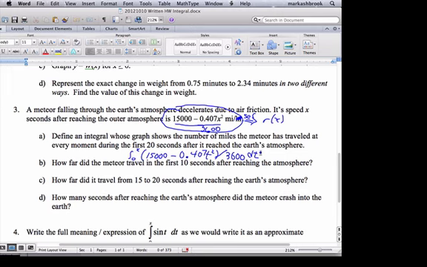Okay, so then how many seconds after reaching the Earth's atmosphere did the meteor crash into the Earth? So you have to have the distance. There are different layers of the atmosphere, but an accepted breakpoint between atmosphere and space is 62 miles.